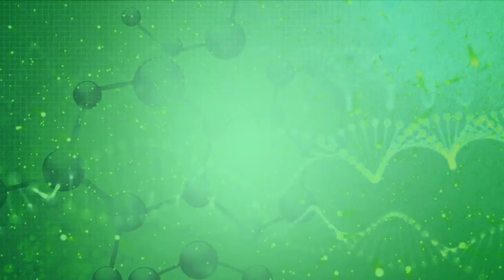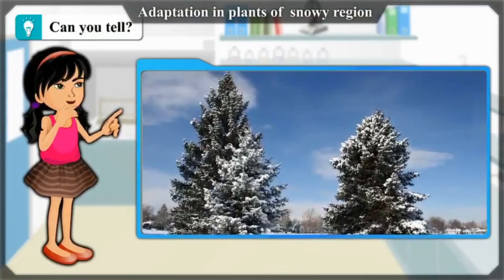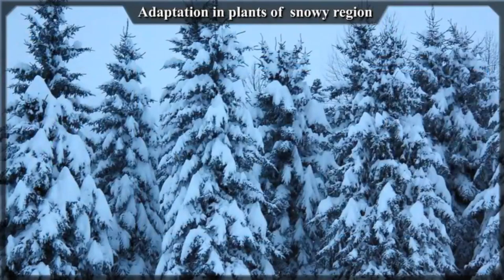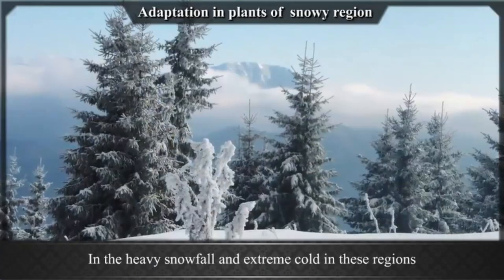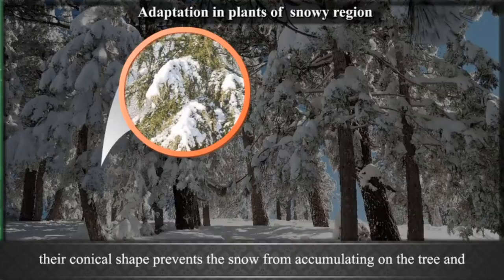Adaptation in plants of snowy regions. Can you tell? In what way are sloping branches useful to plants in a snowy region? Plants of snowy regions mainly include conifers like deodar and pine. These trees are conical in shape due to their sloping branches. In the heavy snowfall and extreme cold in these regions, their conical shape prevents the snow from accumulating on the tree, and the thick bark helps the tree to withstand the cold.